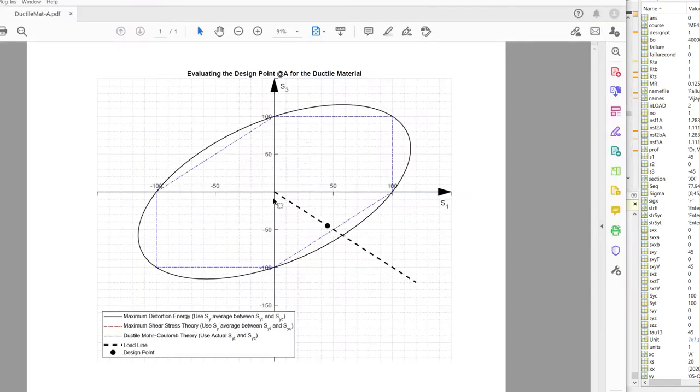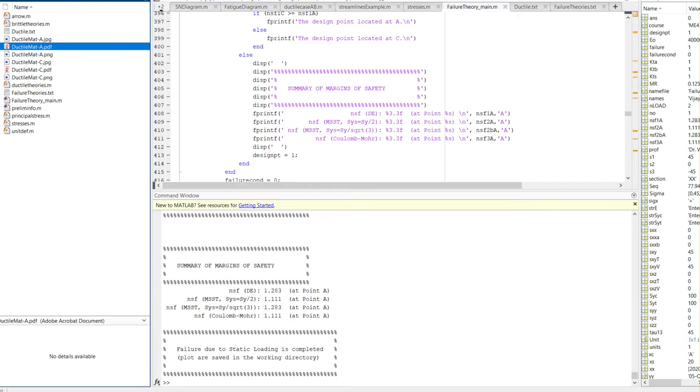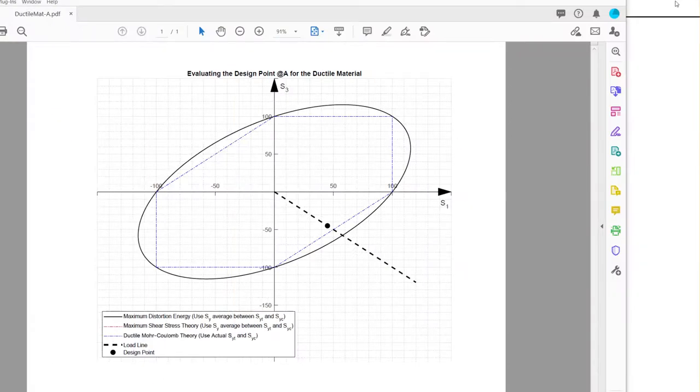You can see that this is your plot, and you are actually inside this region. Since you're inside the safe region, you can say your design is completely safe. And remember, when you're done evaluating this and looking at the plot, you need to always close it.